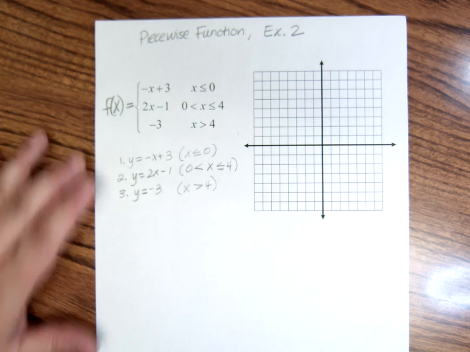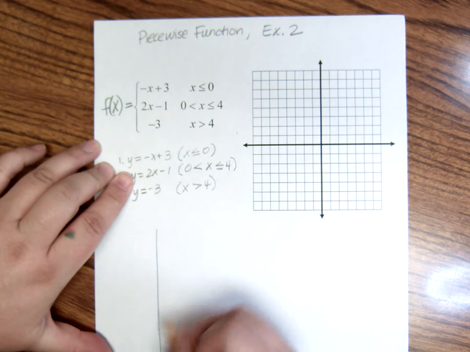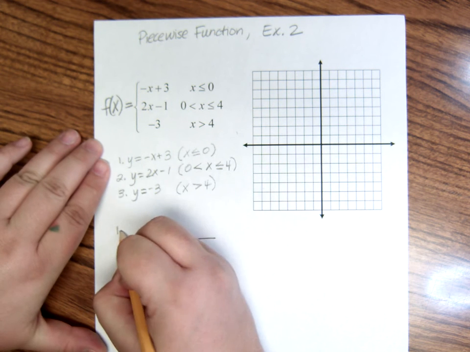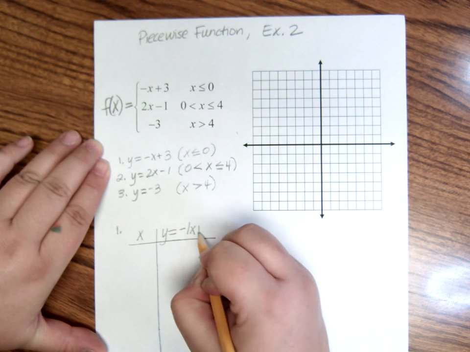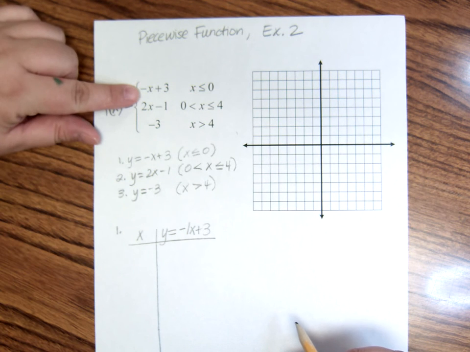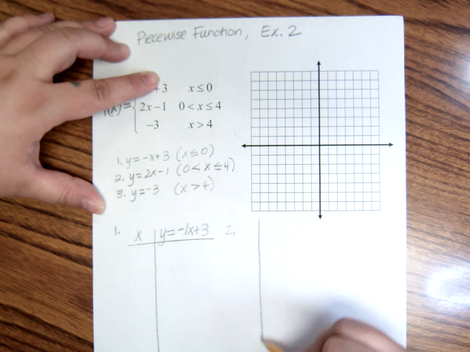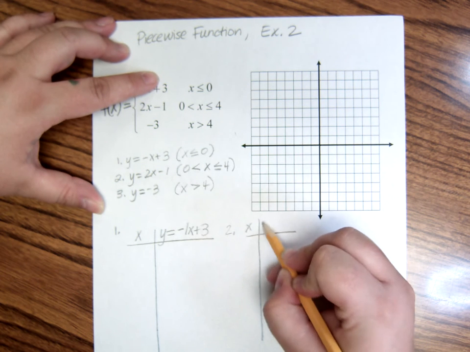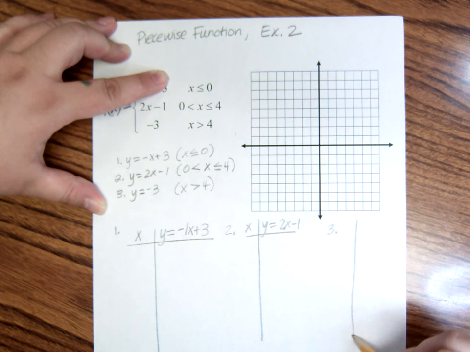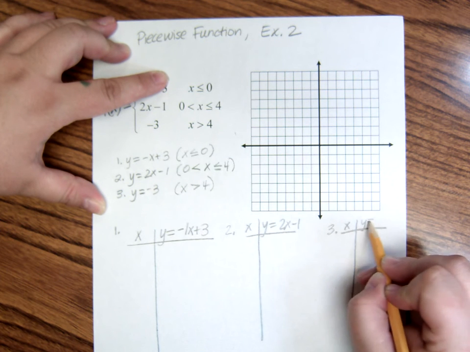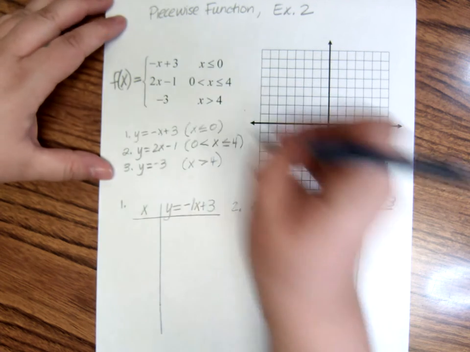Okay, so I'm going to do 3 tables of values, 1 for each one of those. So here's y equals negative 1x plus 3. I went ahead and put my negative 1 in there so I don't forget it. Then I'm going to do y equals 2x minus 1. And last but not least, y equals negative 3. Okay, so let's do the first one in blue.